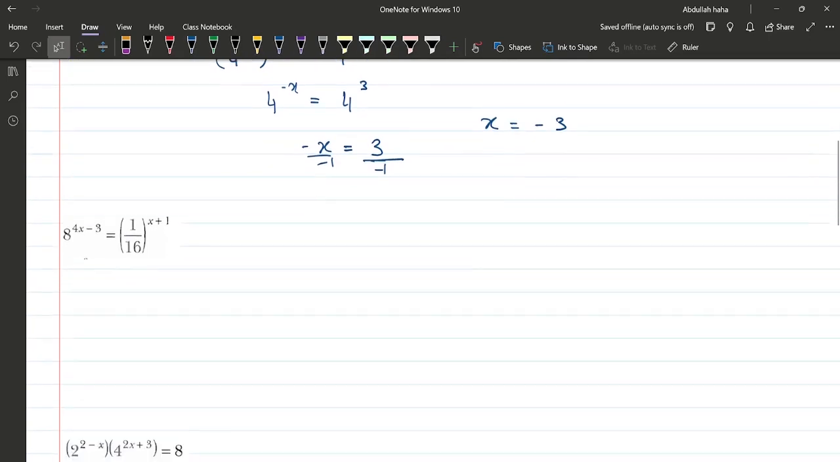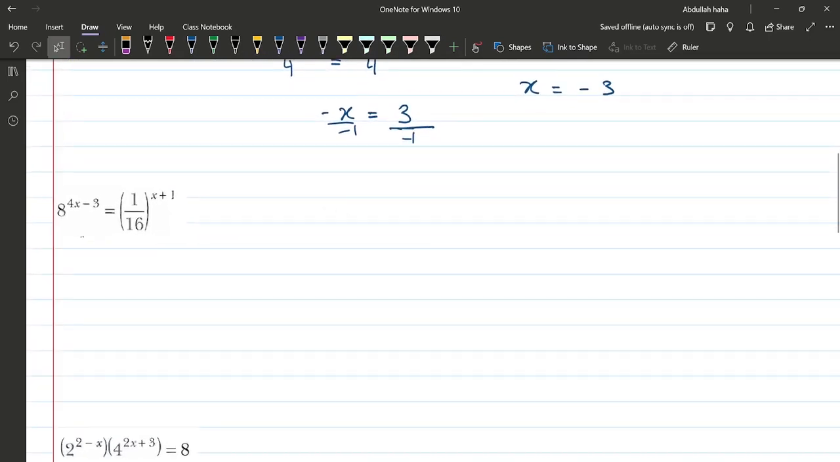All right, moving on, next question. It's the same thing. All we have to do is make sure that both sides have the same base, except here we can't really use 8 as our base because 8 to the power of an integer isn't 16. So it's better to use 2. Let's do that. To rewrite this, all you have to do is write 2 to the power 3 and then multiply the power.